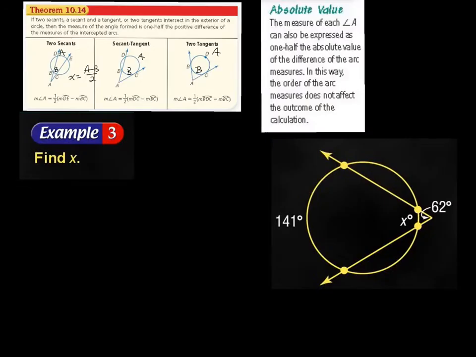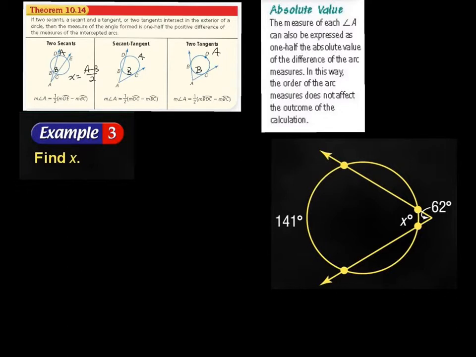The book had a tip on absolute value for that. They said the measure of each angle can also be expressed as 1/2 the absolute value of the difference of the arc measures. In this way, the order of the arc measures does not affect the outcome of the calculation. I don't think it's too difficult to subtract big minus small myself.